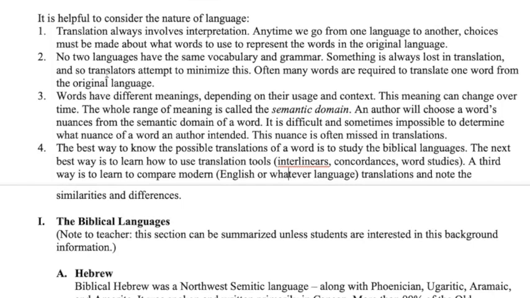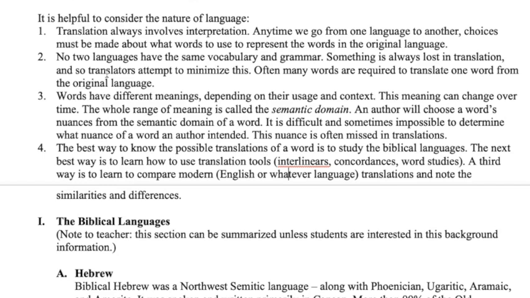An author will choose a word's nuance from within that circle to get across the meaning that he or she wants to have. It's difficult for us, and almost impossible many times, to choose exactly which word within that circle is the meaning that the author intended. And so you might have a Bible commentary that is doing a word study, and they may come up with 3 or 4 possible translations of a particular word from the Bible.